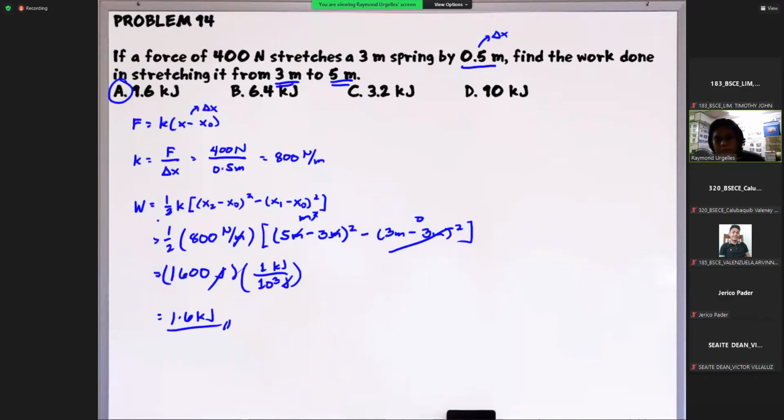Okay? So tandaan niyo na equation na 'to. So pag work done by a spring, so ito naman pag force. Diba? So yung force ng spring natin. Okay?